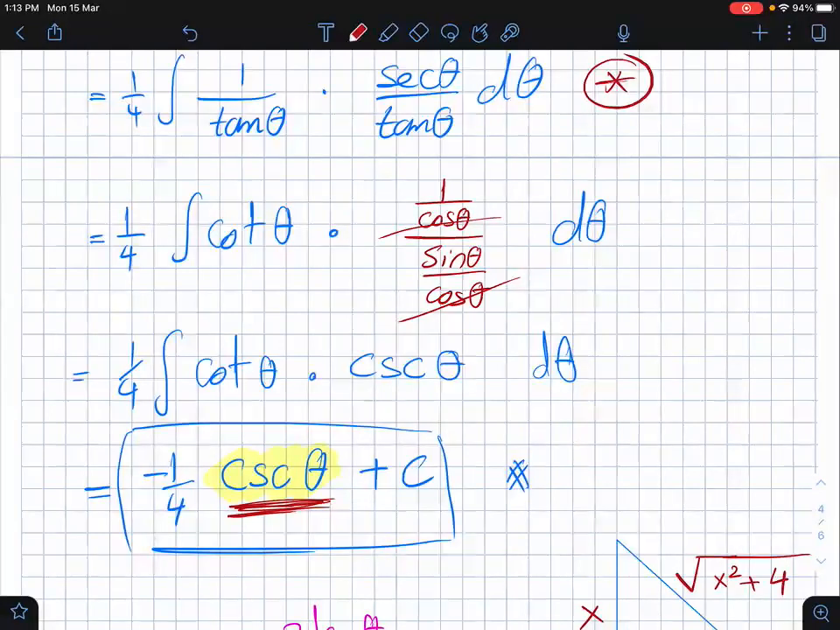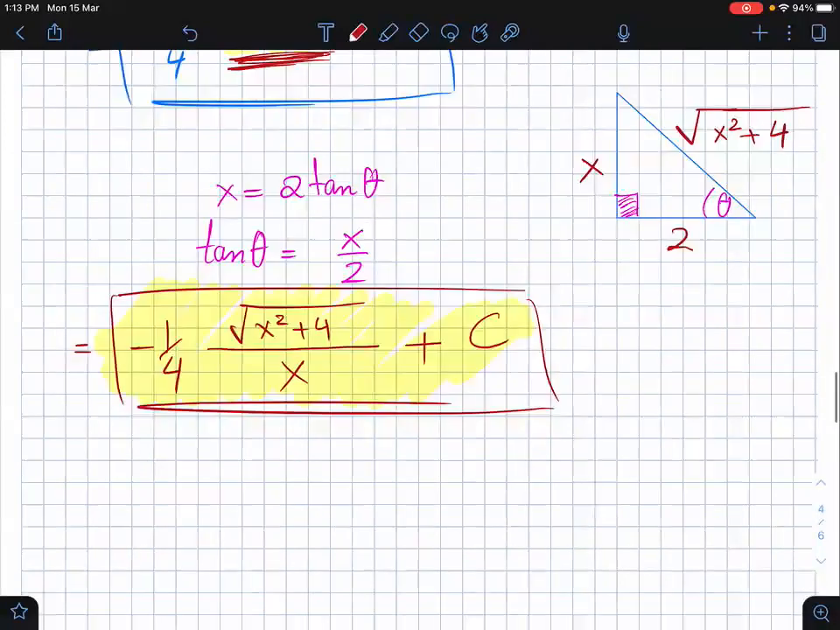Okay. You should not leave your answer in terms of theta. The question gave you x, so in terms of x. Return it back as x. How to return it back as x? Draw a triangle, a right triangle. Use this fact you put in the beginning and used. You assumed that x is 2 tan theta, so the tan is x over 2.